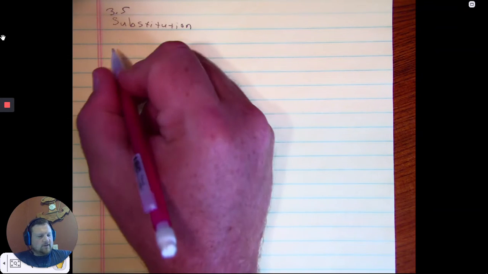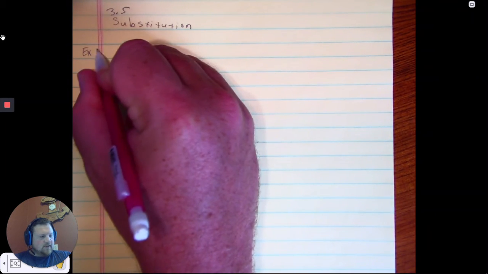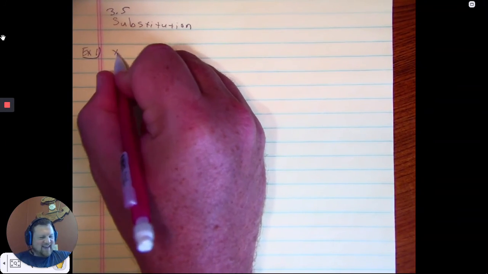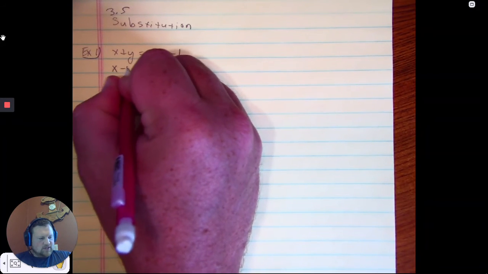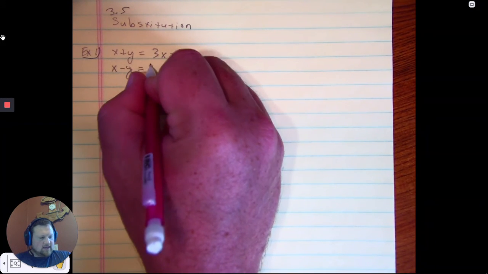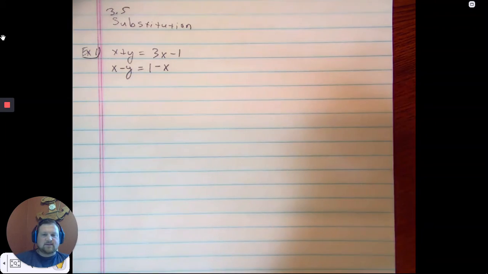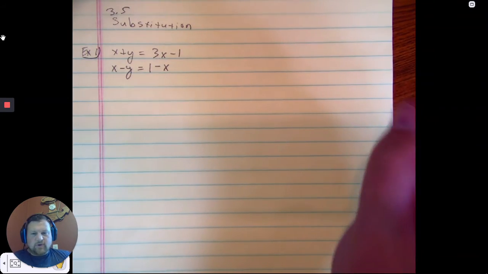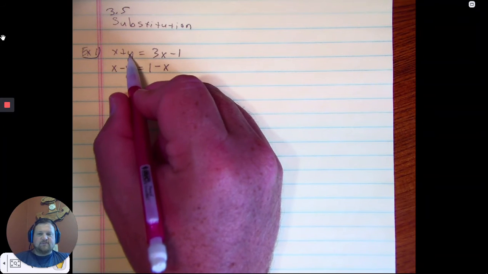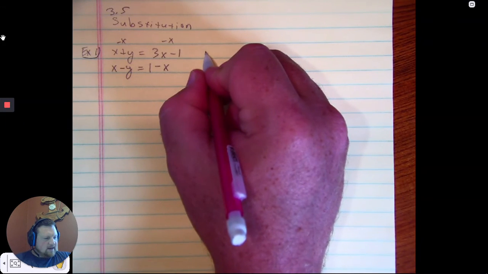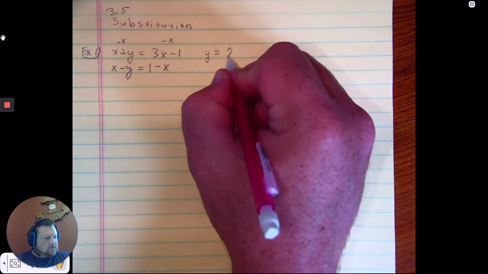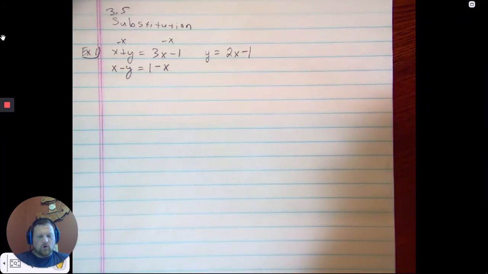The first one we're going to look at is example 1. We have x plus y equals 3x minus 1 as our first equation, and our second equation is x minus y equals 1 minus x. Now, we only have this one y. It's by itself. It's already positive. So I can easily move an x to both sides of this, and that will leave me with my top equation being y equals 2x minus 1.